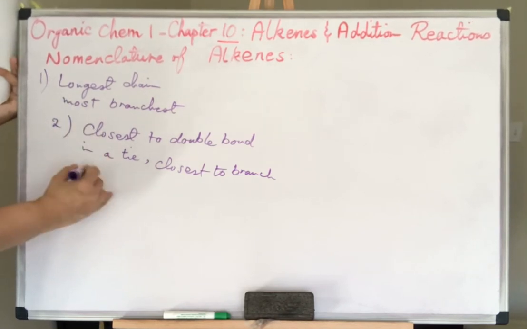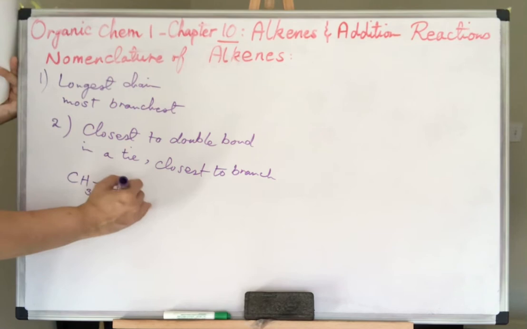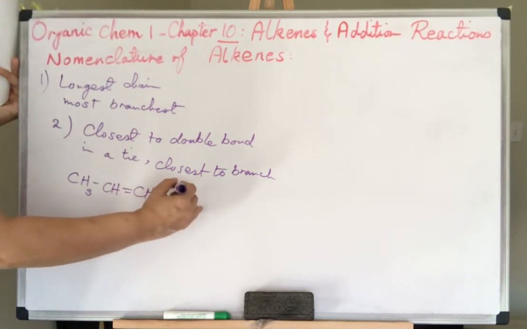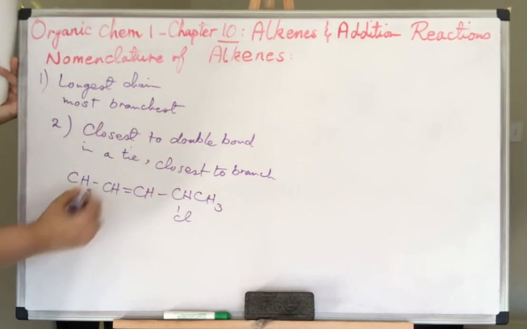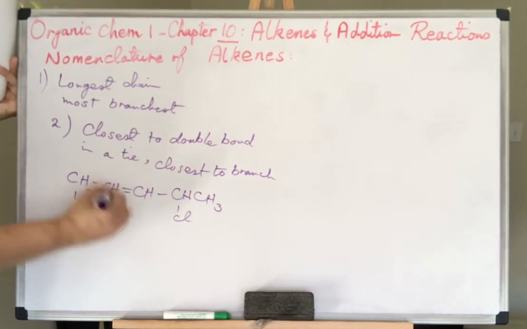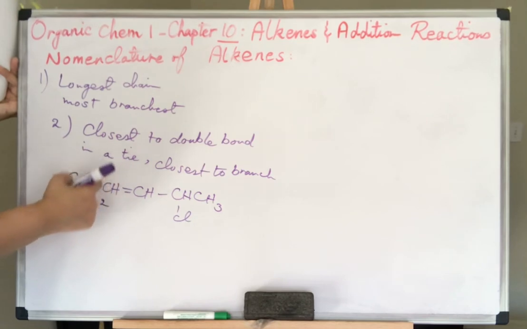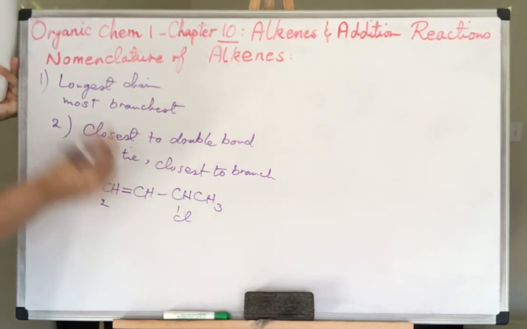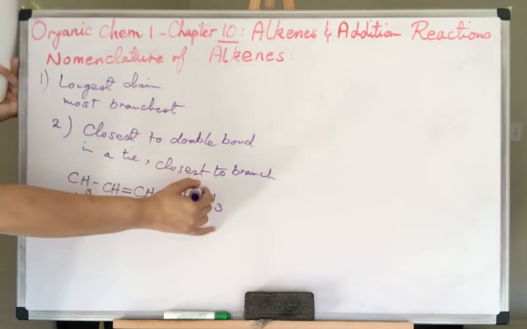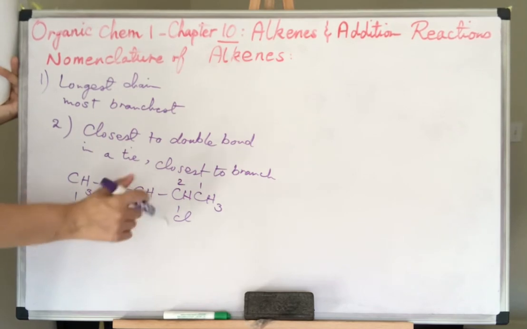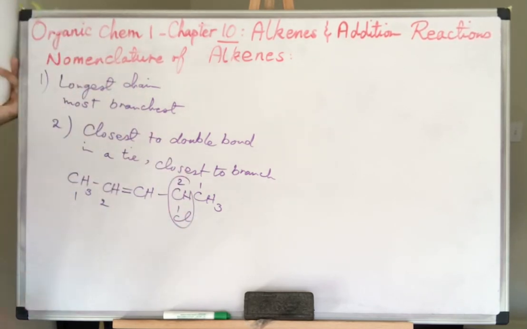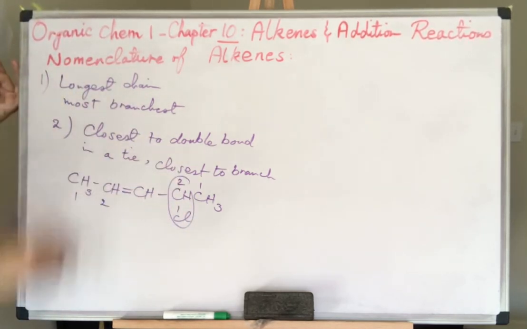For example, to give you an idea, if you have CH3, then CH, CH, and let's say CH, Cl, and CH3. You see, from left to right, carbon number 2 gets the double bond, because the double bond will be between 2 and 3. And from right to left, the second carbon will get chlorine. So 2 and 2. In this case, you will start with naming the chlorine first.